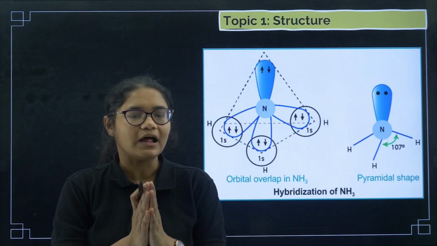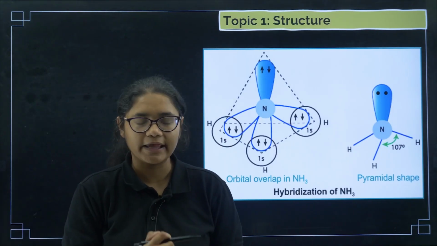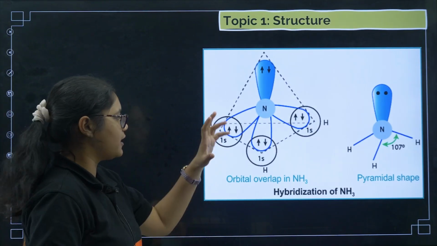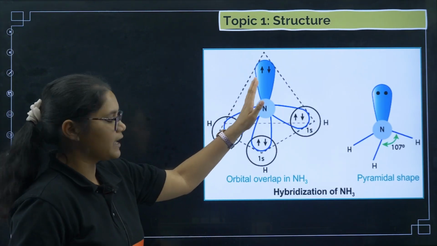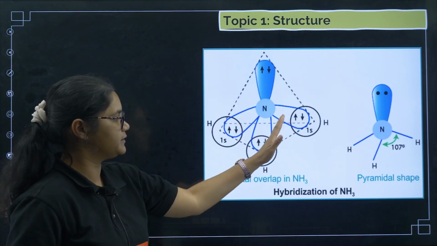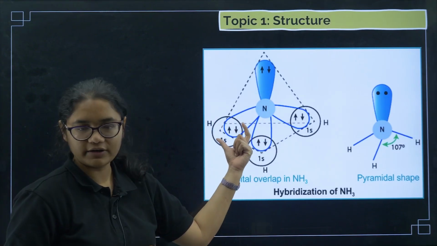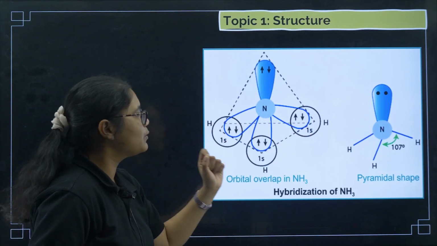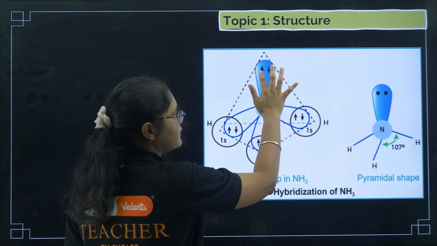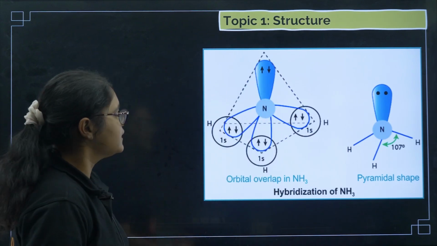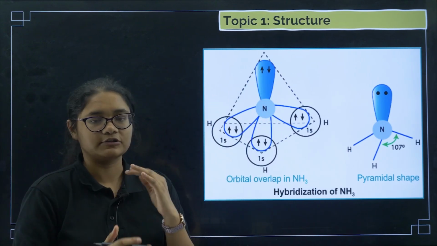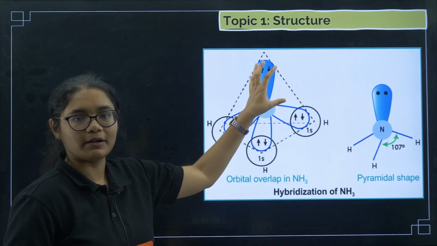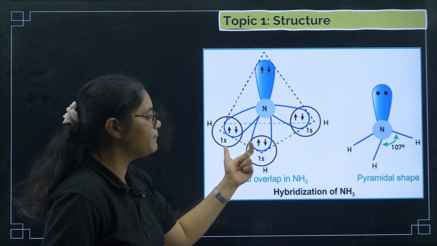Now talking about the structure of ammonia. Ammonia has a pyramidal structure. It has 4 sp3 orbitals. We have one sp3 orbital here and 3 sp3 orbitals here, and each of these sp3 hybrid orbitals bonds with one hydrogen. In one of the sp3 orbitals there is the lone pair of nitrogen. If there had been no lone pair, it would have been a tetrahedral shape, but due to the lone pair repulsion, what we get here is a pyramidal shape.